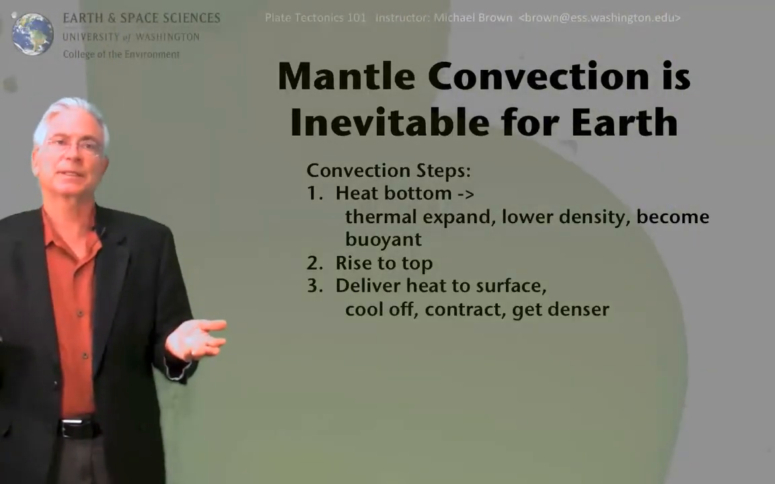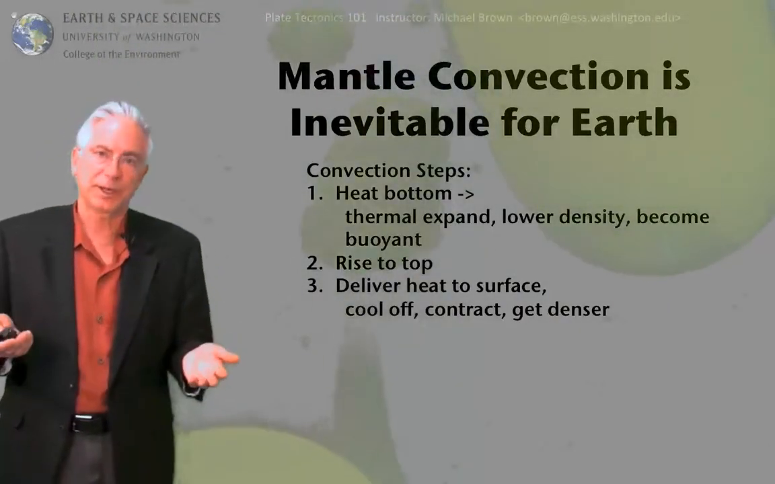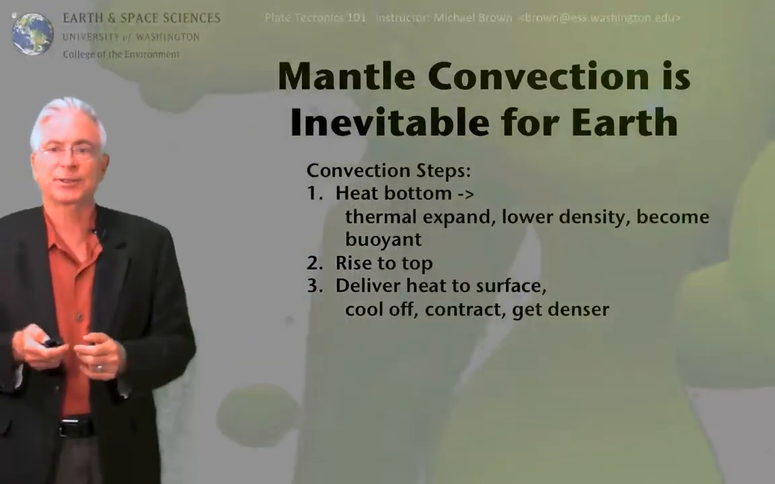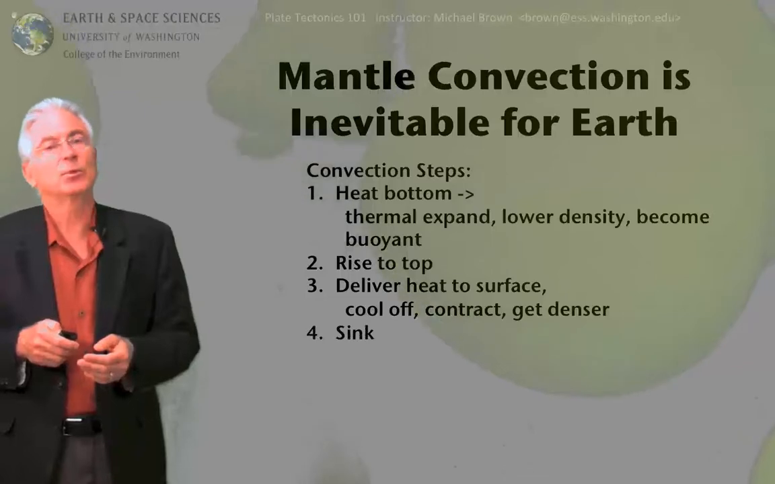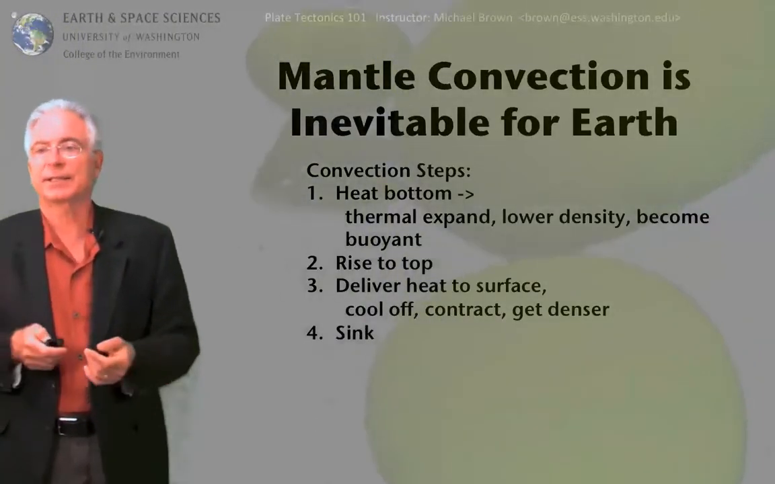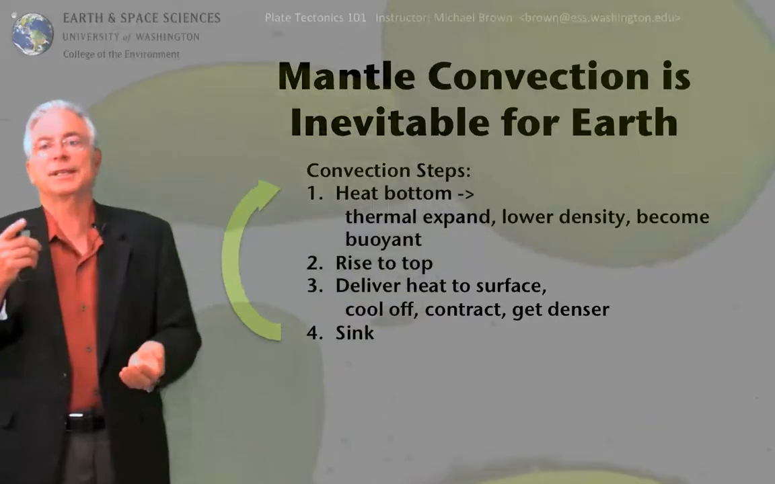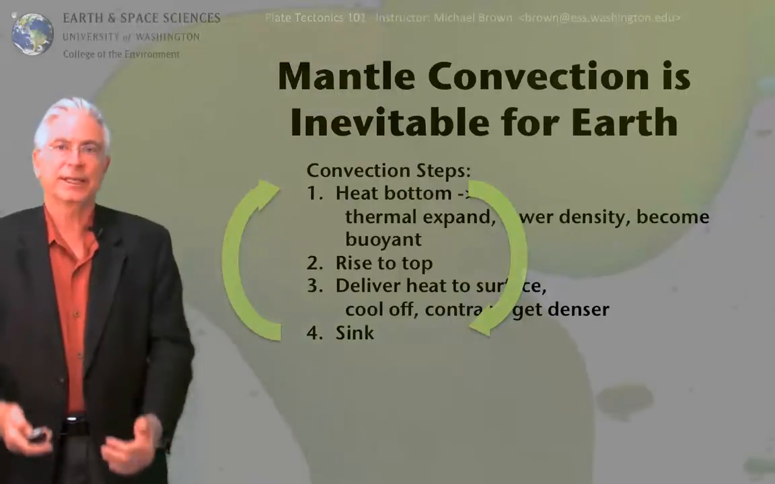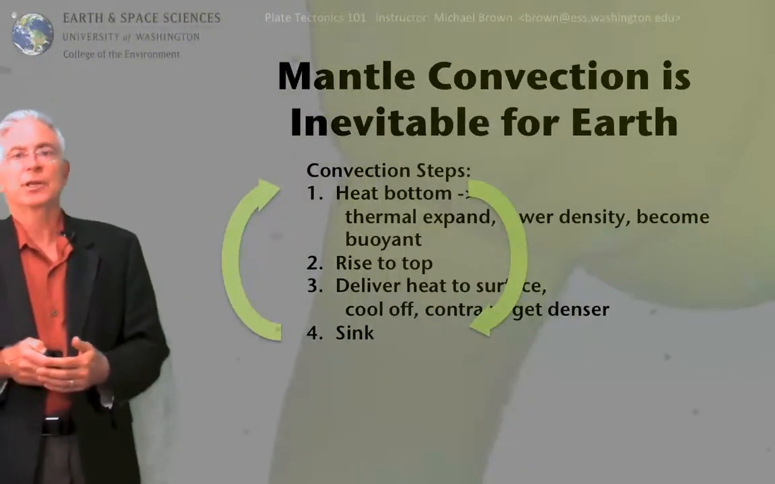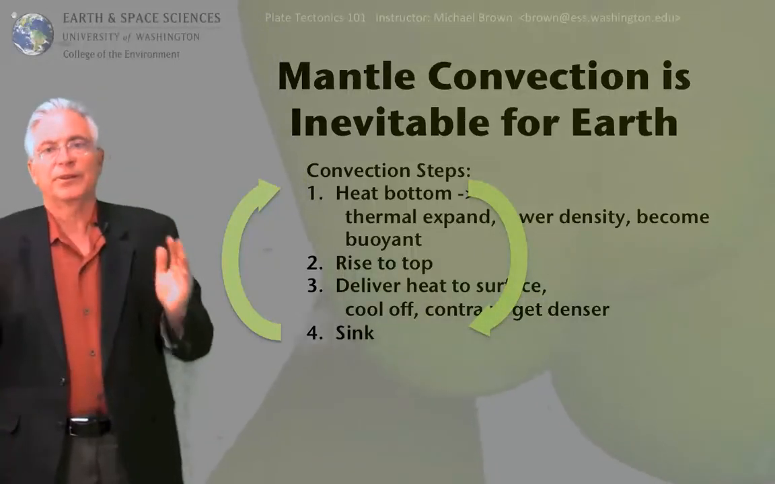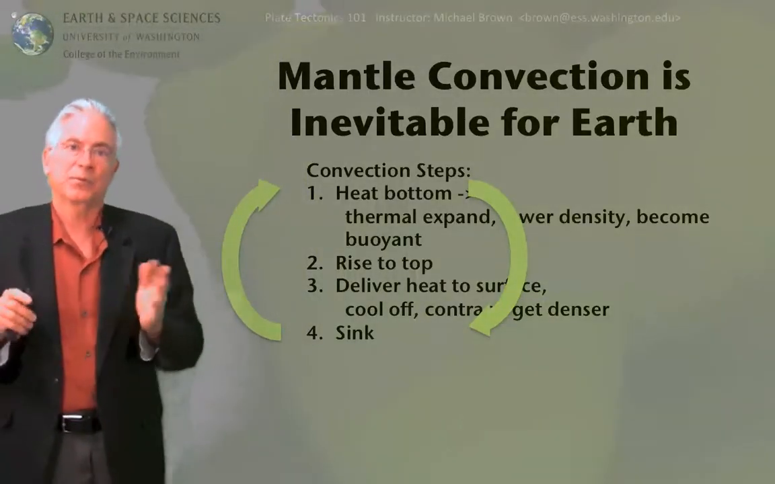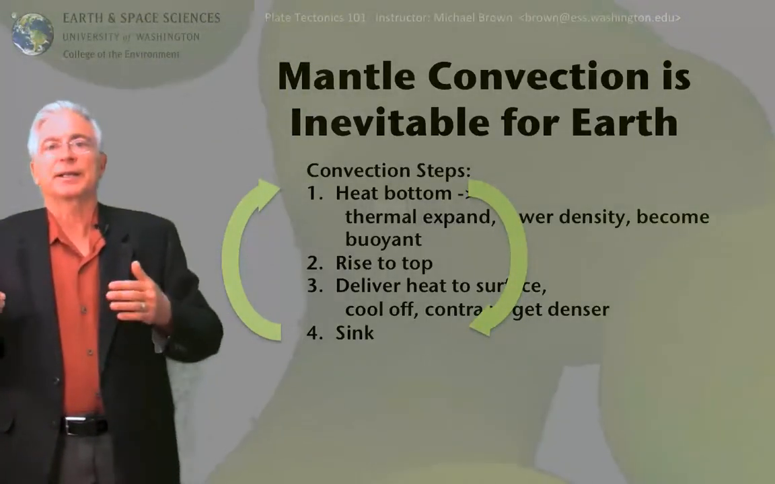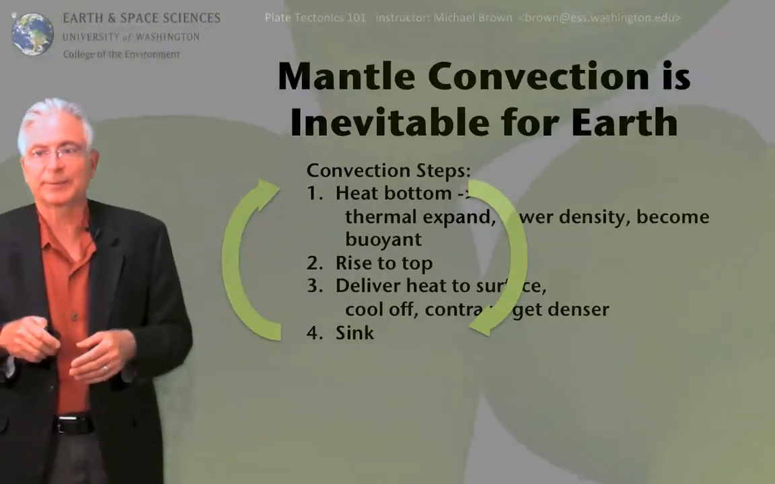Having risen to the top, it delivers its heat to the surface, at which point it can cool down. As it cools down, it contracts. As it contracts, it gets denser. A denser material then will sink. So we have a cycle here, from sinking to rising to sinking again. This sinking-rising cycle, delivering heat from the bottom to the top, is convection. Convection is a phenomenon we see all around us all the time, from the soup boiling on the stove to the atmosphere on a warm day as thunderstorms develop.